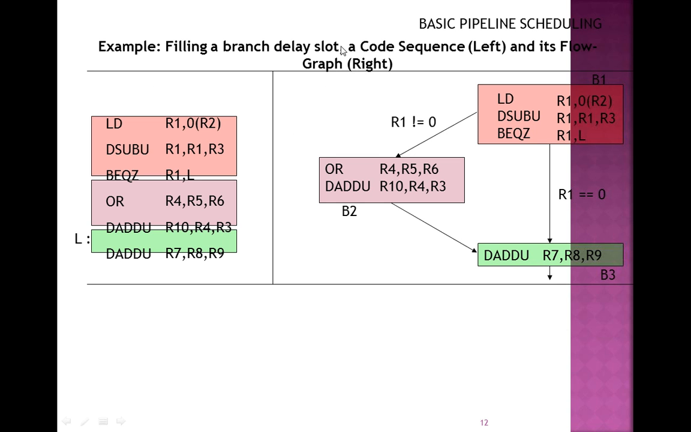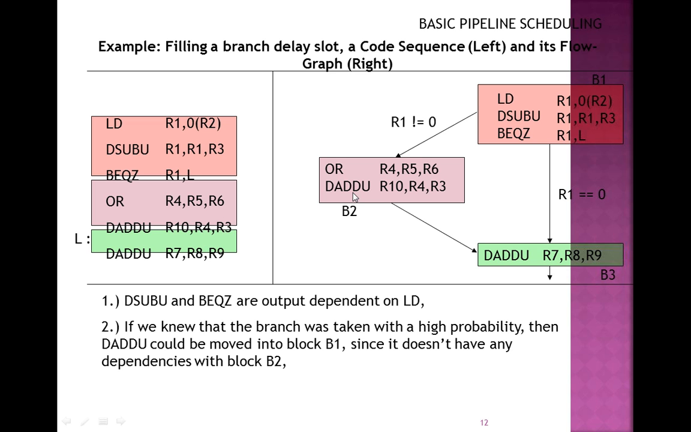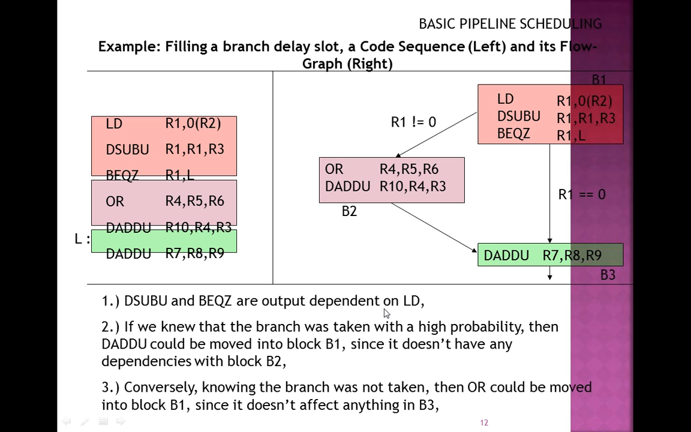Example, filling a branch delay slot: a code sequence and its flow graph, which is at right. This is LD, DSUBU, BEQZ. These are the registers. These are also registers. The OR operation is using the registers R4, R5, R6. Then, following the flow, R1 is not equal to 0. Use the OR operation, use the DADDU operation. This is DSUBU, and BEQZ are output dependent on the LD.